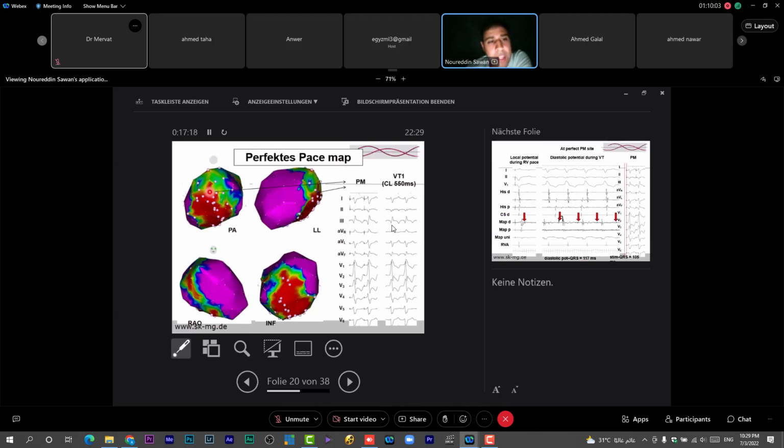However, near the border zone, like you see here, we had a perfect pace map. You see here the best QRS looks exactly the same as the clinical VT. This is one point. The second point is, if you look from the stimulus to QRS, it's long. It's also important.